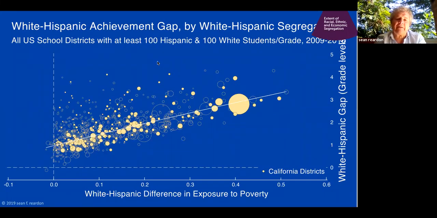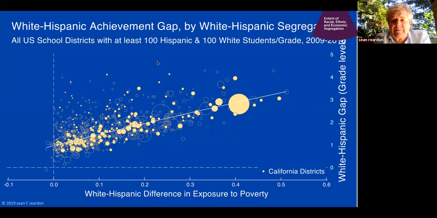The final picture I want to show you is an indicator of one of our opportunity measures, that is the extent of racial, ethnic, and economic segregation in communities. And so what we have in this picture on the horizontal axis is a measure of segregation, and it's a measure that represents the extent to which Hispanic students in a school district attend higher poverty schools than white students in the same district. So if that measure is 0, that means white and Hispanic students attend schools with equal proportions of low-income classmates.